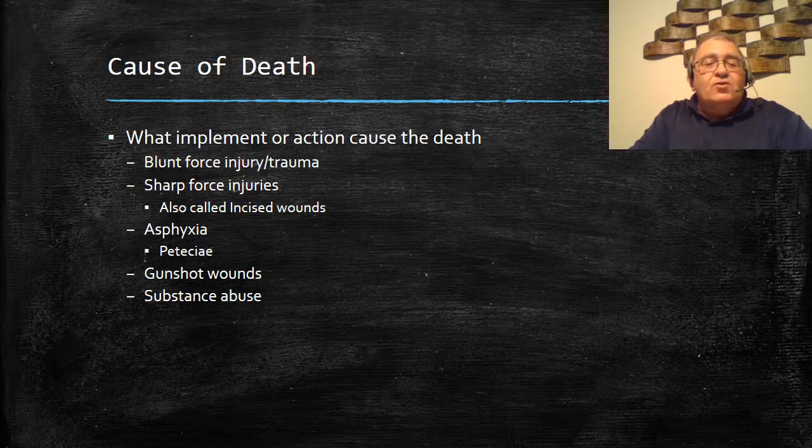Cause of death is caused by some sort of an outside implement in homicides. Blunt force trauma, which would be striking a victim with a bat or a club or a pipe of some sort. Sharp force injuries, also known as incised wounds, which are committed with cutting type instruments: knives, razor blades, box cutters, those types of instruments.